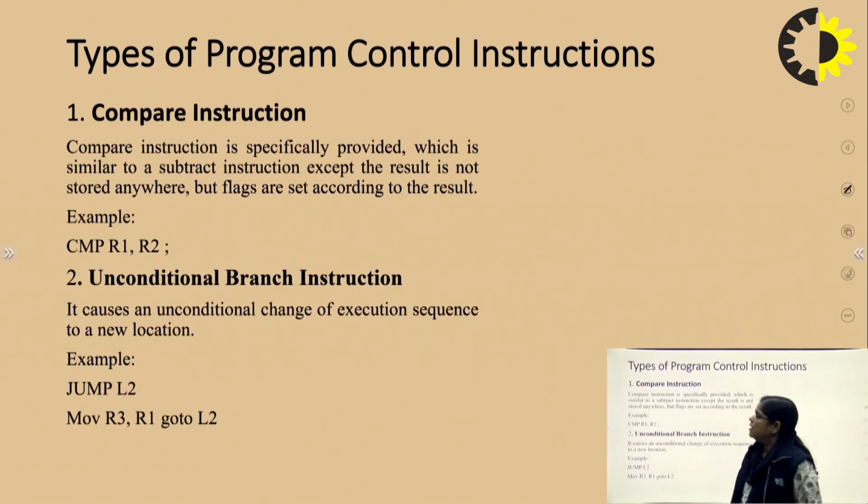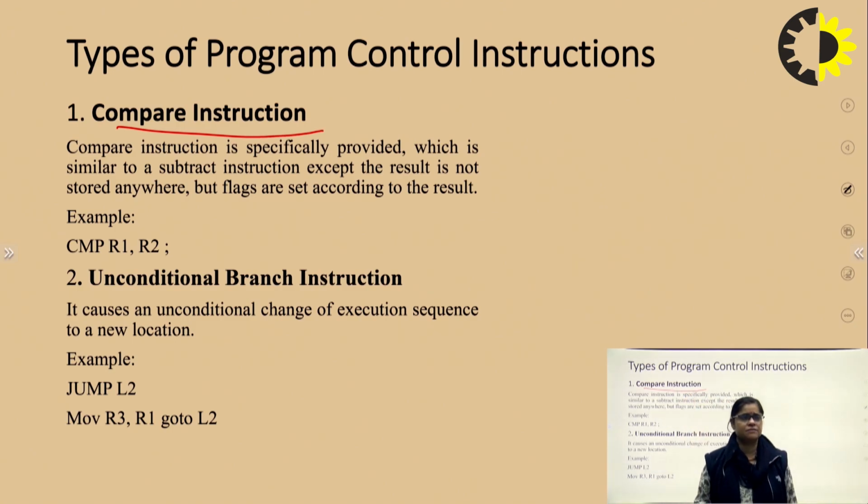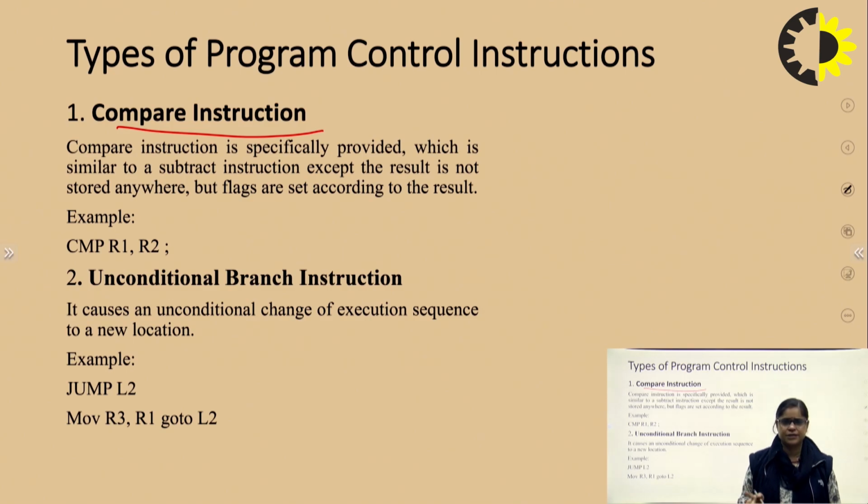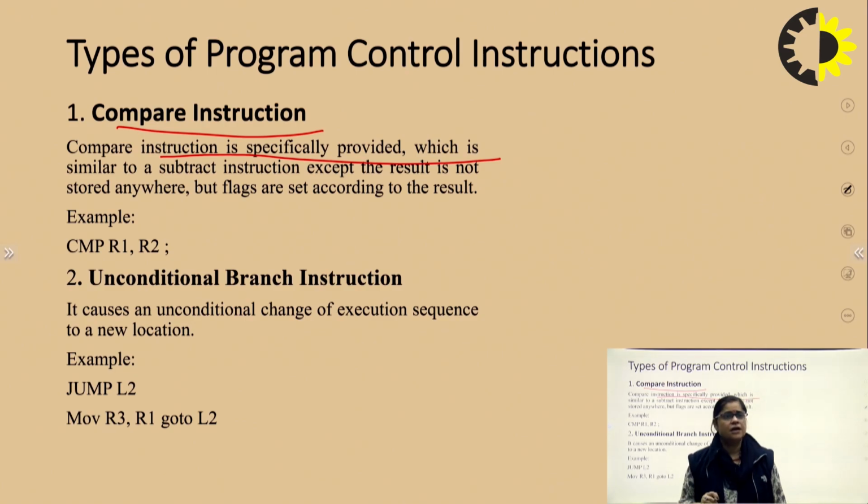Now, when I am talking about the program control instructions, there are specific types of program control instructions. The first one is your compare instruction. Generally, we say that compare instruction means that we are comparing two conditions, right? If the flag is 0, then it will do one thing, but if the flag is 1, then this condition will be applied.